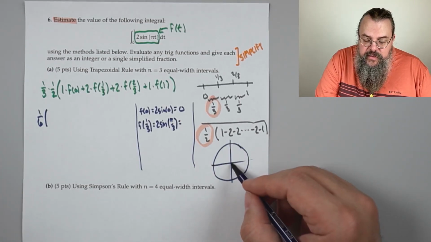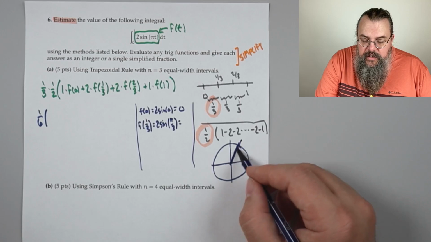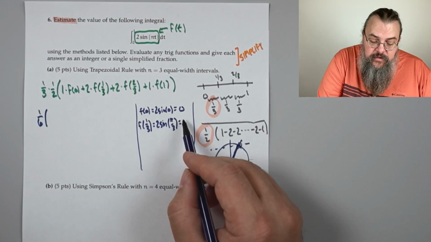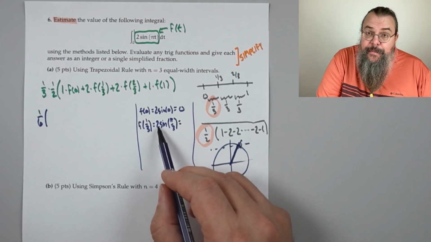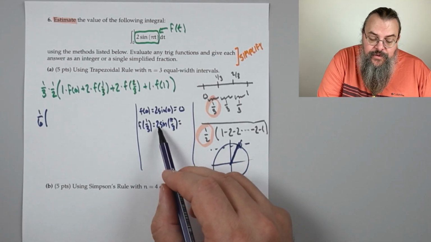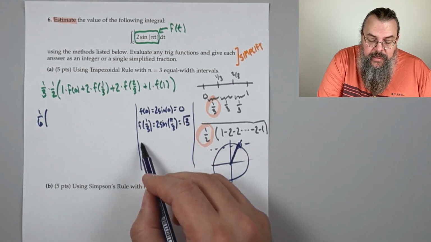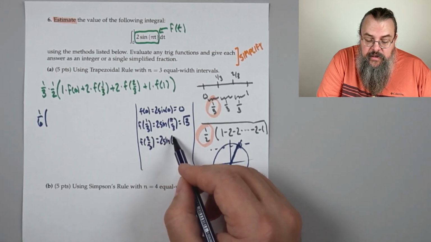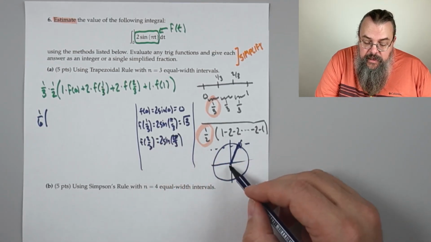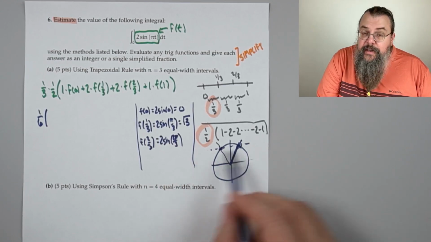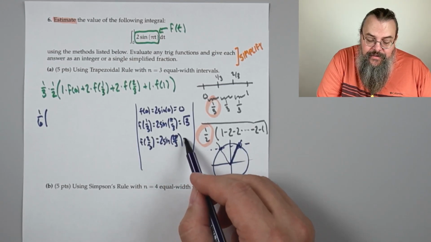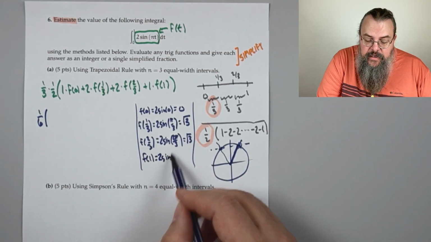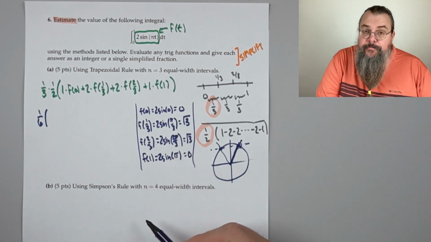Pi thirds, 60 degrees, roughly up here. The sine is the height, that's the y value, and that is √3/2. I'm timesing by 2, so √3/2 times 2 makes √3. F of 2/3, well, that's 2 sine of 2 pi thirds, and that's over here. It's the same height, so again, it's √3. And f of 1, which is 2 sine of pi, is 0.